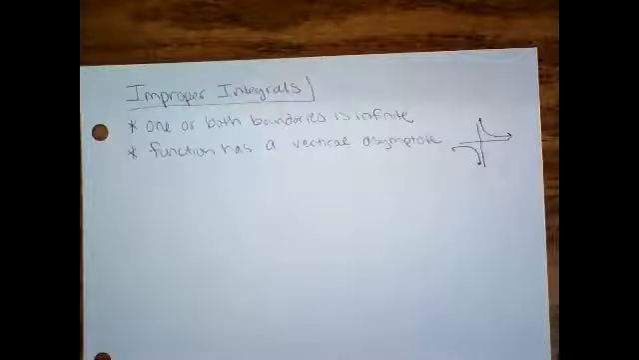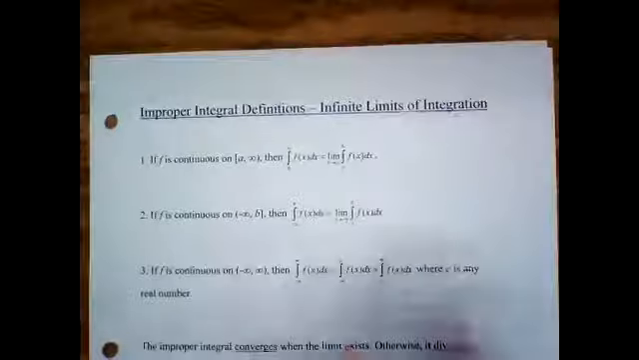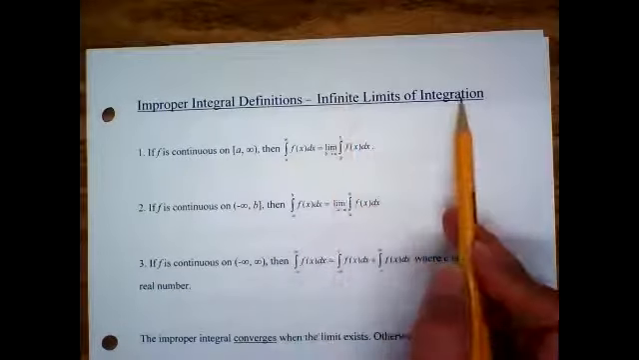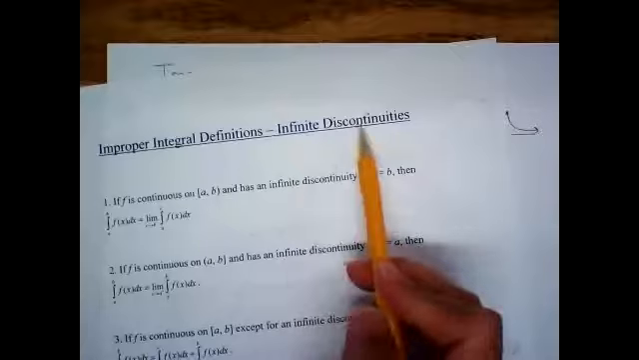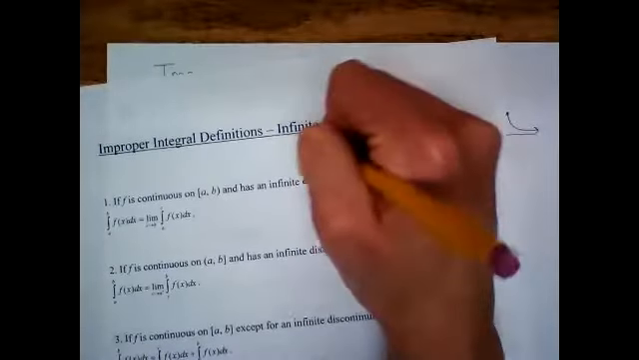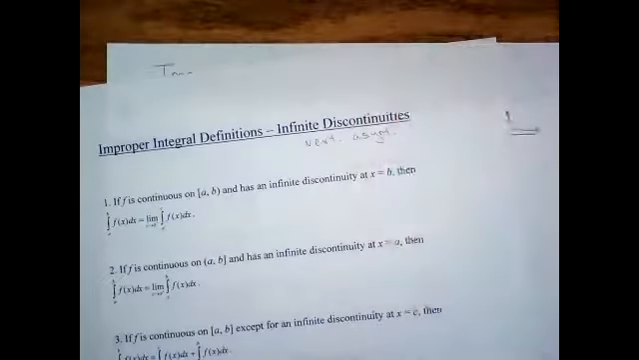So I put the definitions on this sheet here. If you look at the front side, these are the ones we're going to do today. It says infinite limits of integration. So we're going to have an integral from something to infinity. The ones on the back are the infinite discontinuity. Infinite discontinuity means vertical asymptote. We're going to do those ones next time. So it'll be a 2-day topic, but that's what infinite discontinuity means.